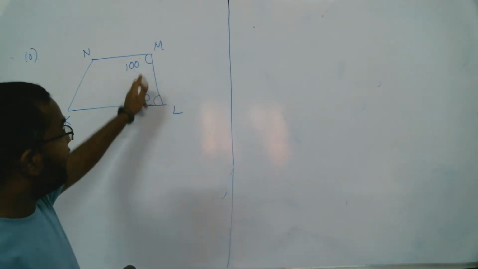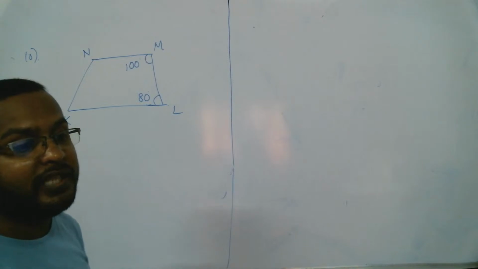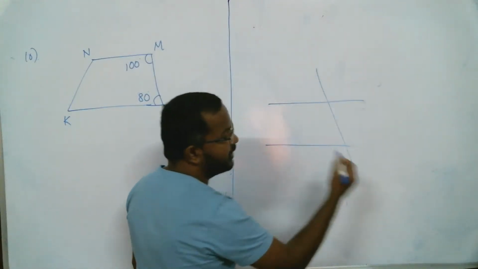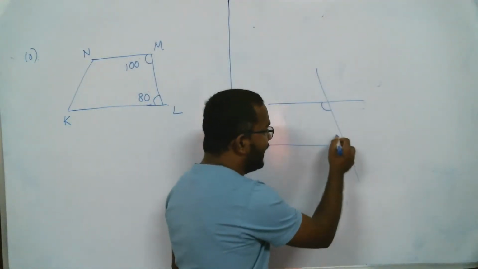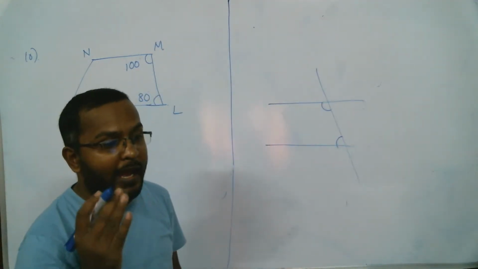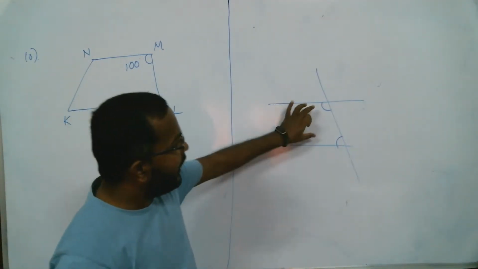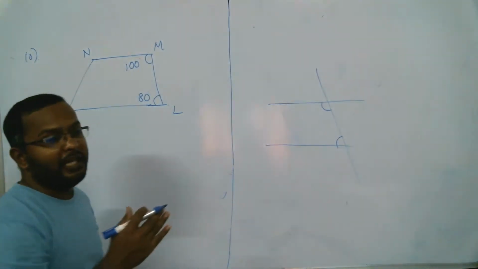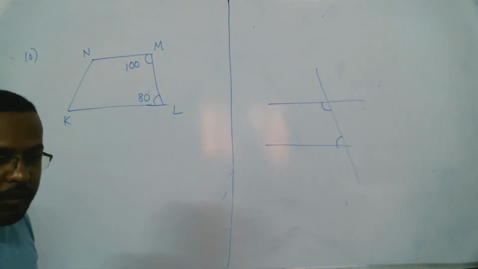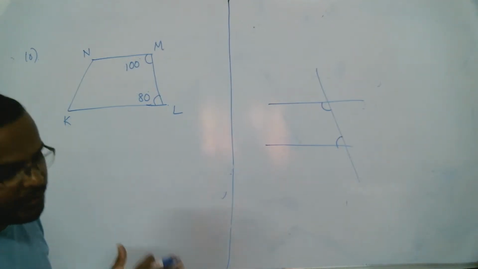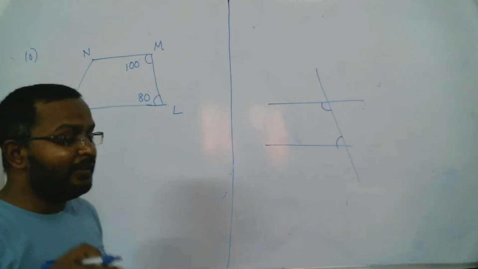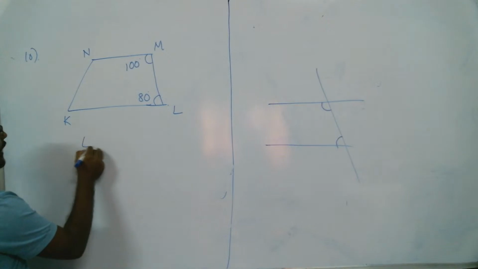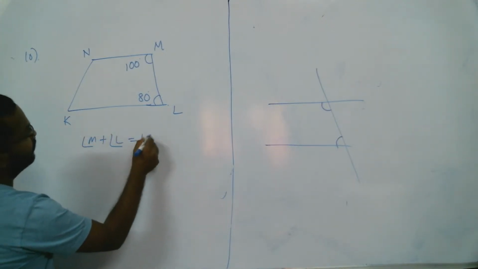Okay, so these angles are interior angles on the same side of the transversal. This is your parallel line, and this is your transversal, and these two angles are interior angles on the same side of the transversal. They are the inside angles and they are on the same side of the transversal. So when you add them, you should get 180 degree if they are parallel lines. If they are not parallel, then their sum will not be equal to 180 degree. Now you can write here angle M plus angle L is equal to 180 degree.